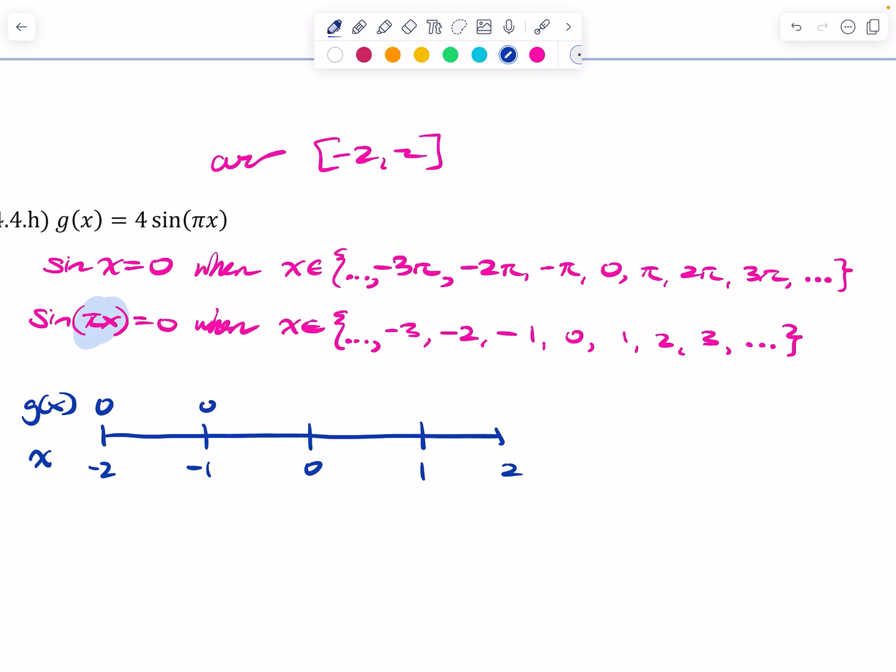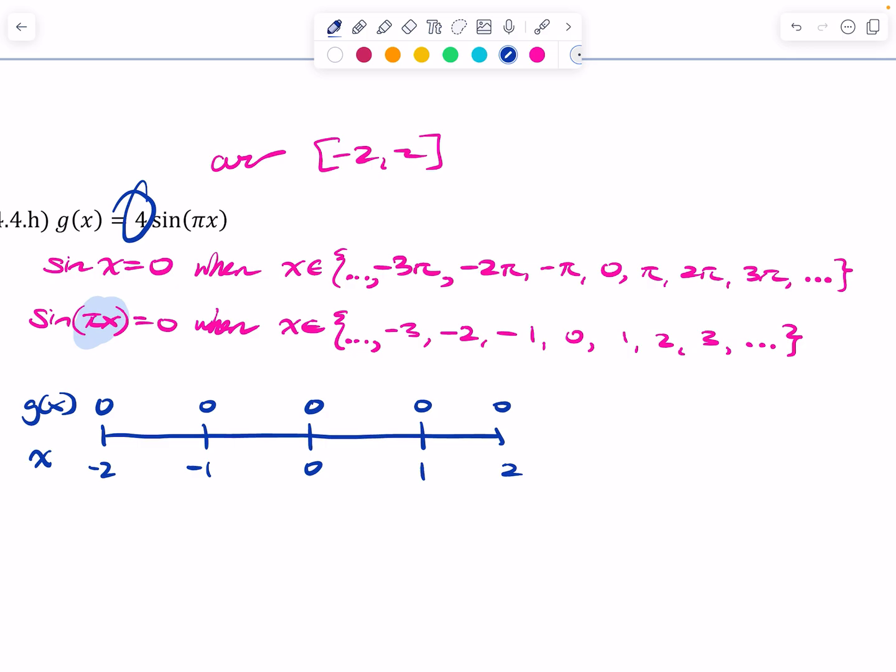And g of x is 0 for all of those. Yeah, I didn't factor in the 4, but 4 is a vertical transformation on the function. It's not going to affect our x values, at least not as a multiplier. Doesn't affect our intercepts in that way.